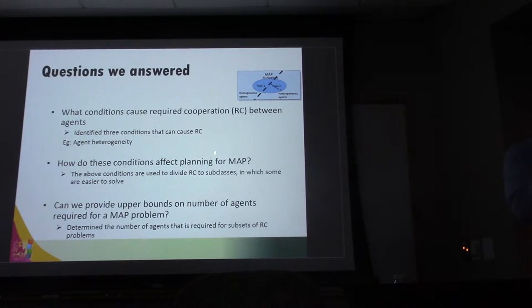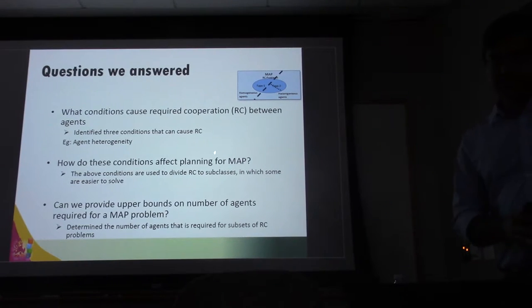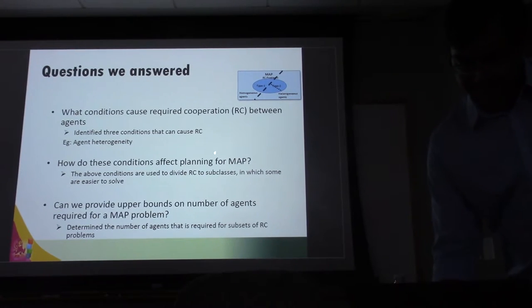As we've seen, the classes where a problem belongs actually define the kind of algorithms you can use. Clearly, that is the case. And finally, given a problem which we know requires multiple agents, we give some kind of upper bound on the number of agents that we need to use. So these are the three problems we've tried to ask ourselves in this work.